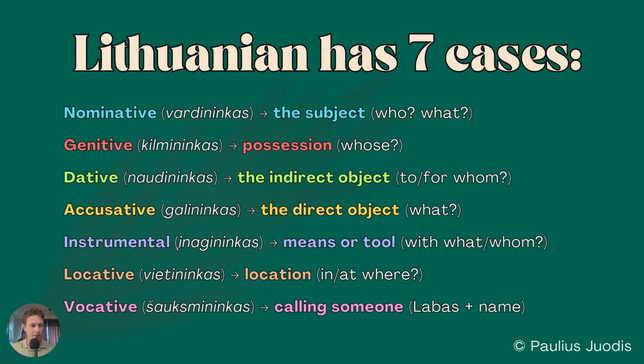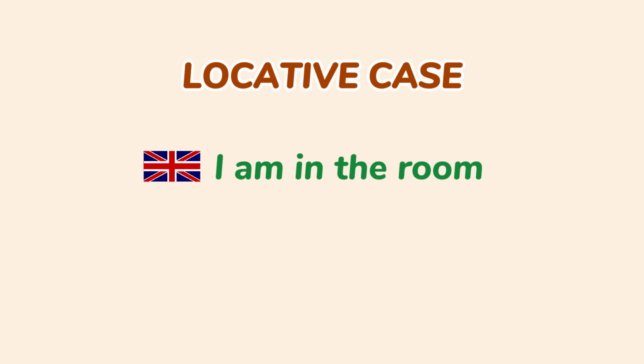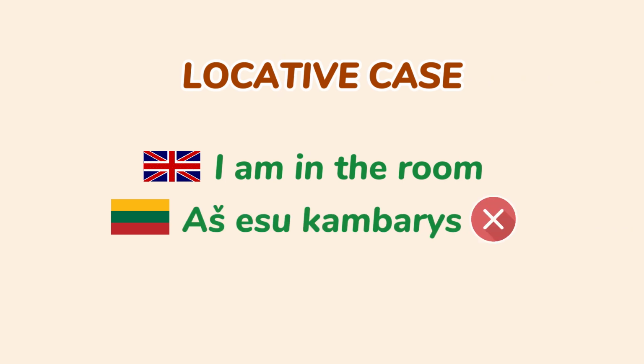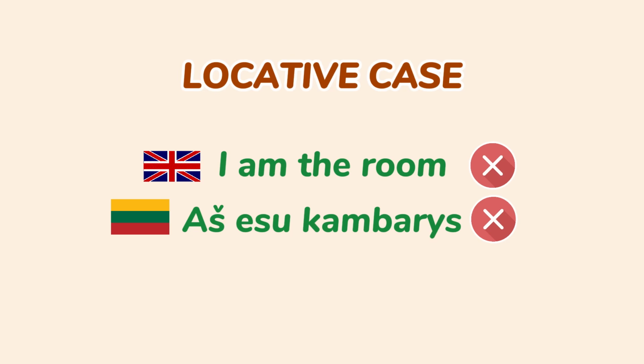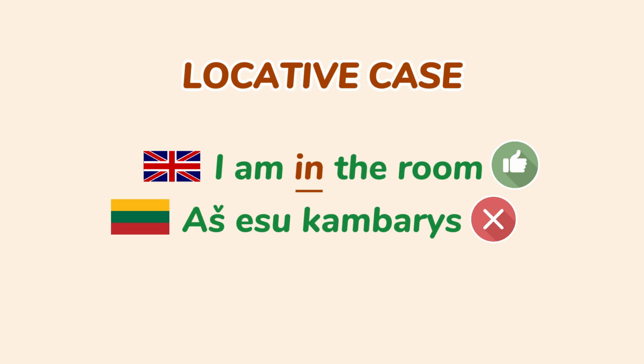Now let's move to the most straightforward case, in my opinion, which is the locative, vietininkas. The locative is just used to speak about locations where something or someone is. So for example, I want to say I am inside the room. I'm in the room. So the room is kambarys, just as we would find it in the dictionary. But I don't want to say aš esu kambarys. That would be I am the room. Very interesting way to identify myself. I am the room. But no, I want to say I am in the room.